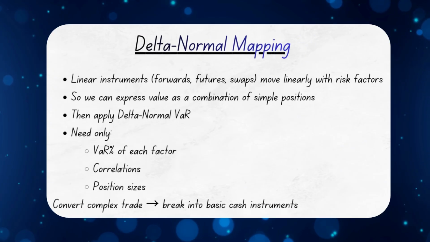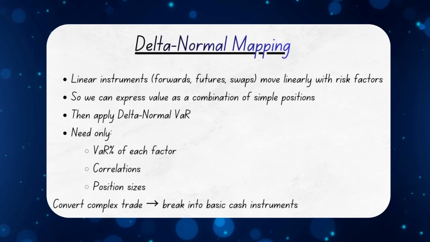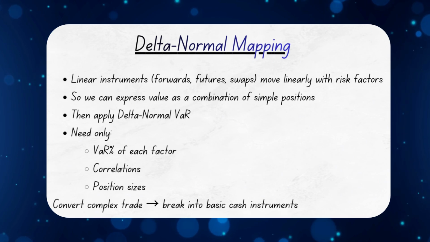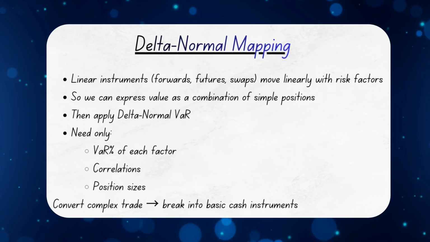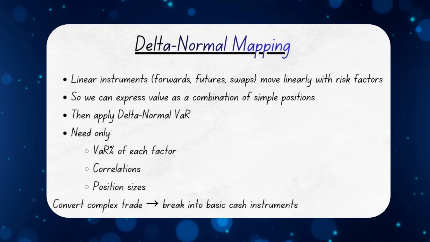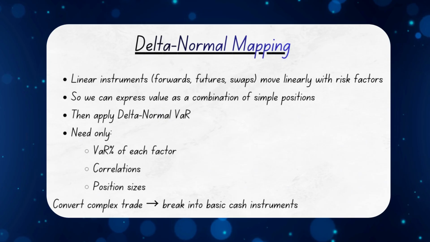Forwards, futures, and swaps are linear instruments. That means their value moves directly with risk factors like FX rates and interest rates. So instead of valuing the whole trade at once, we break it into simple pieces. Then we apply Delta-Normal VaR. All we need are factor VaRs, correlations, and position sizes.